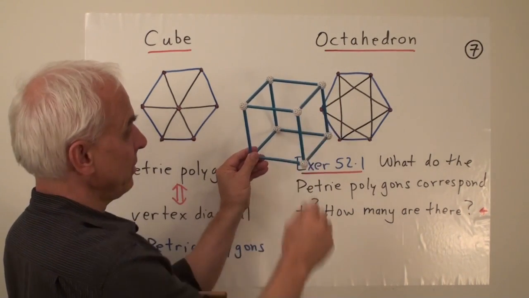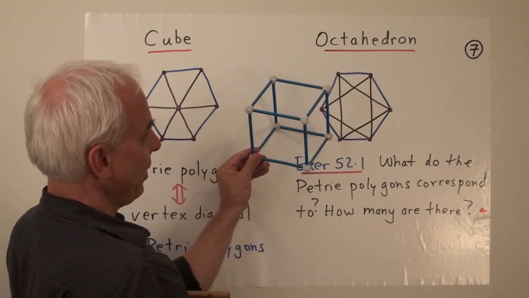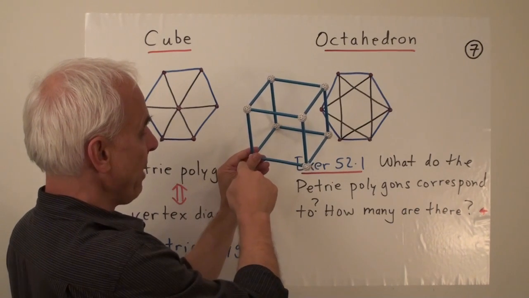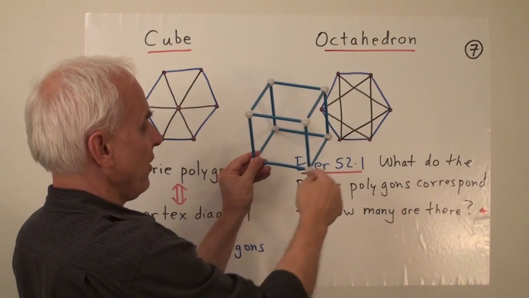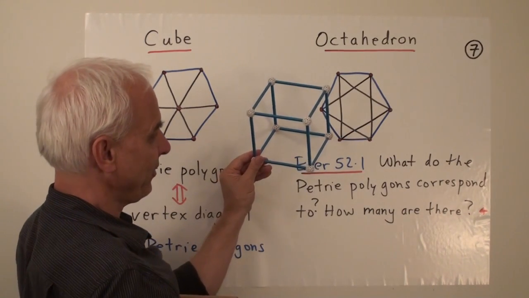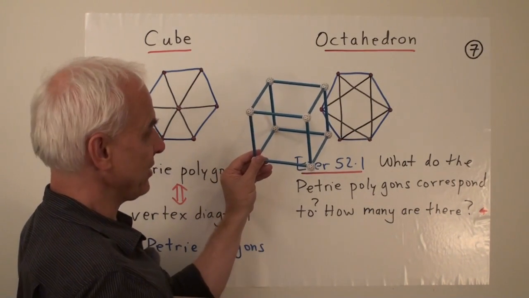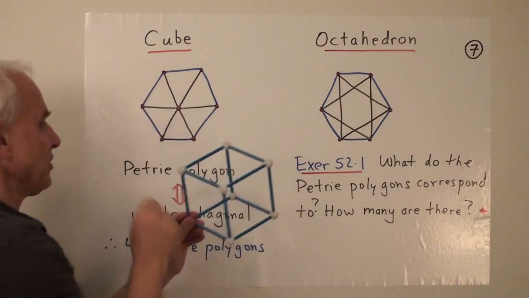lined up, one on top of each other, then the remaining points, this one, this one, this one, this one, this one, and this one, perhaps look like a regular hexagon. Okay, that's the idea here. So this is a cube.